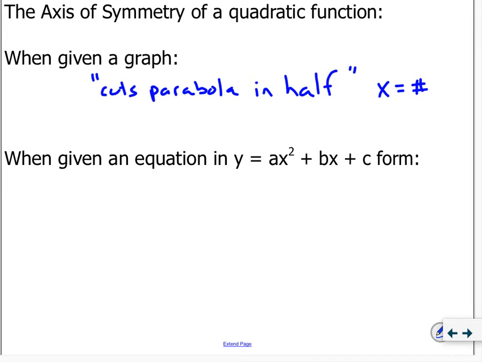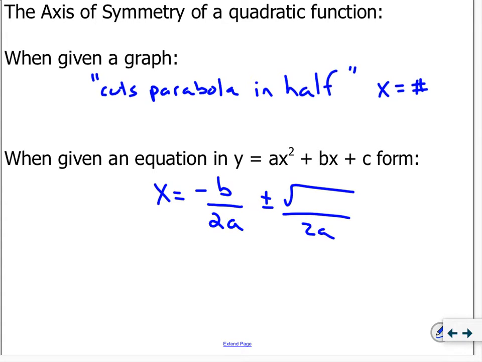But there's another way to do it, and it actually comes from the quadratic formula which you learned. The equation for the axis of symmetry is found by doing the -b over 2a part of the quadratic formula. You might remember there was like a plus or a minus. There was a big square root over 2a. Well, the -b over 2a is actually the axis of symmetry part. It helps you find the middle of the parabola. So make sure you get that formula down.